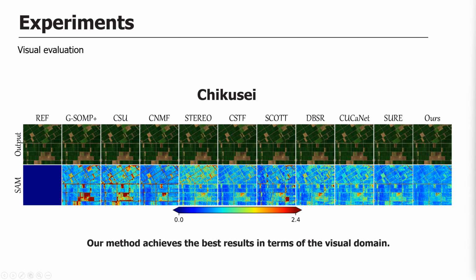Besides, we also show the visual evaluation. Our method can effectively inject spatial details for better visual observation. To provide a more straightforward comparison, the SAM heat map is shown in the second row. It can be observed that our method has a smaller error amplitude, which directly reflects our spectral preservation ability.